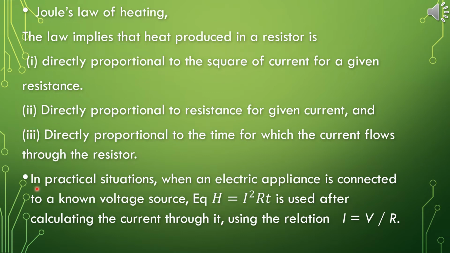And in practical situations, when an electric appliance is connected to a voltage source, the equation H is equal to I square RT is used after calculating the current through it using the relation I is equal to V by R, which is nothing but Ohm's law. Dear students, by using Joule's law, that is H is equal to I square RT, we have numericals. Those numericals we'll discuss in the next video.